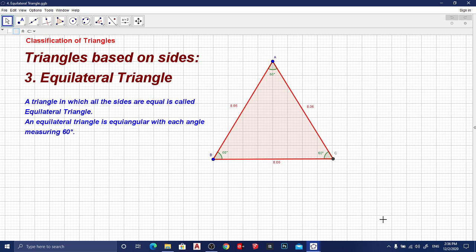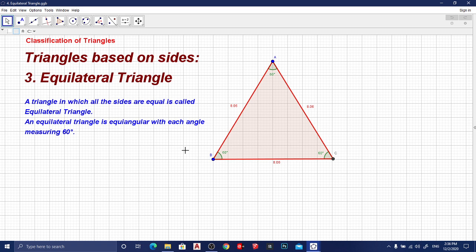This is the equilateral triangle. The name itself tells: equi means equal, lateral means sides. The triangle in which all the sides are equal is called an equilateral triangle. And in an equilateral triangle, all the angles are also equal.